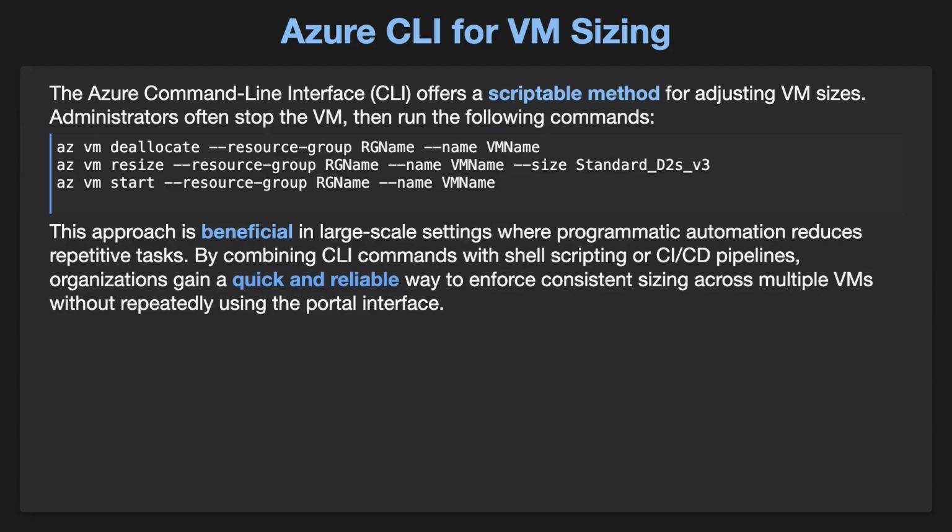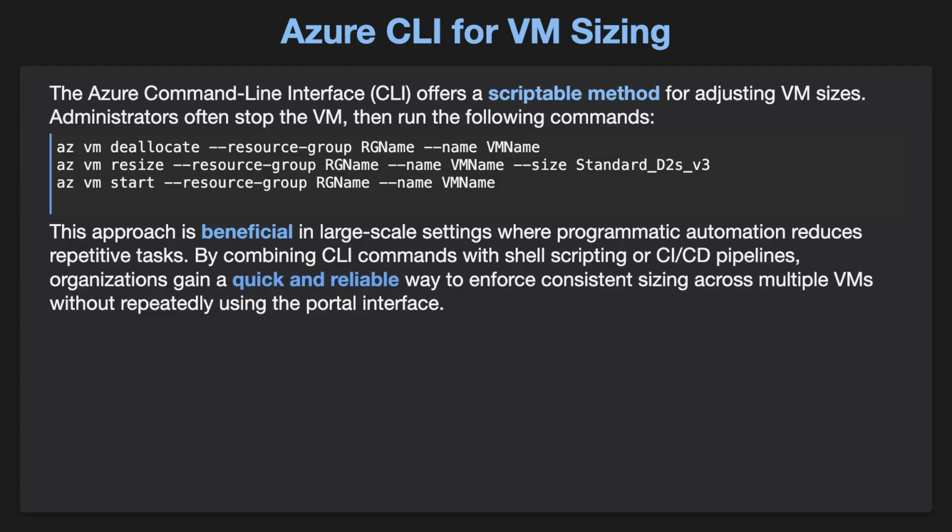Administrators often stop the VM, then run the following commands. Bash: az vm deallocate --resource-group RGName --name VMName, az vm resize --resource-group RGName --name VMName --size Standard_D2s_v3, az vm start --resource-group RGName --name VMName.